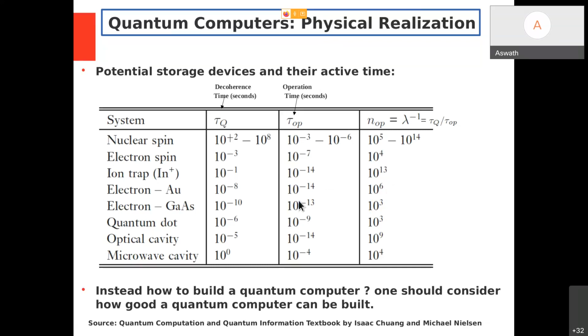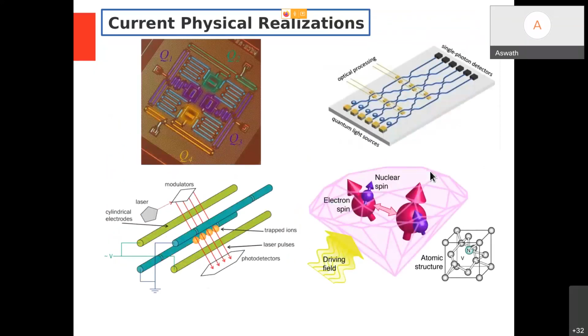So the question is, instead of asking how to build a quantum computer, one should ask how good a quantum computer I can build. Right? You have to strike a balance between coherence time, operation time, the number of operations, the surroundings and the setup. All those things you have to keep in mind. Okay, fine. Now, the current physical realizations.